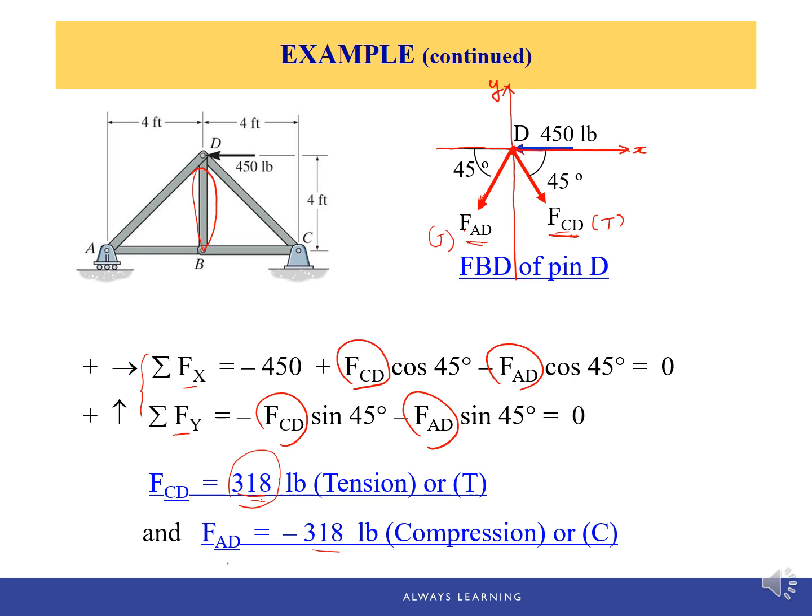Okay, so that's why when we draw our free body diagram, we always assume those unknown values are tensions. So if the solution is a positive value, that means it is tension. If the solution is a negative value, that means it is compression. And in your answer, you need to specify the magnitude and also tension or compression like that.